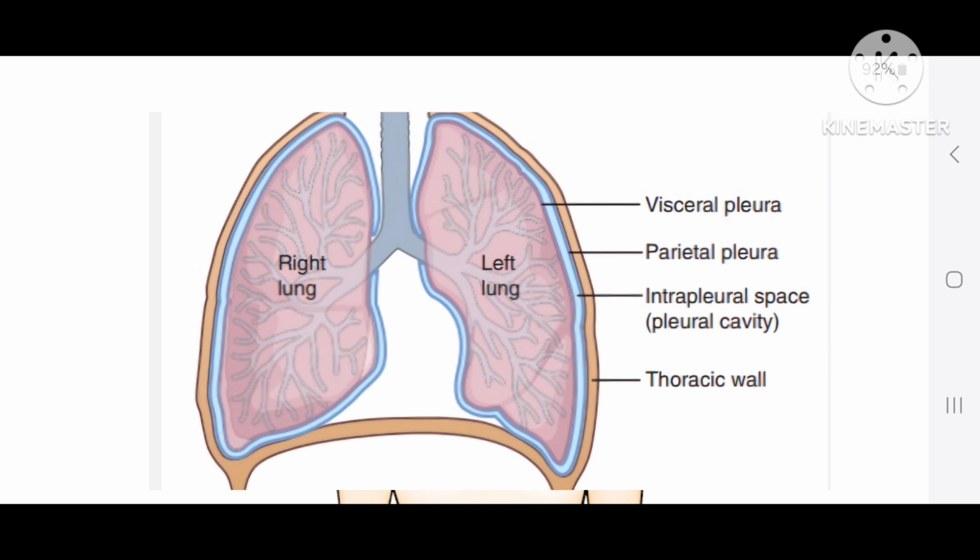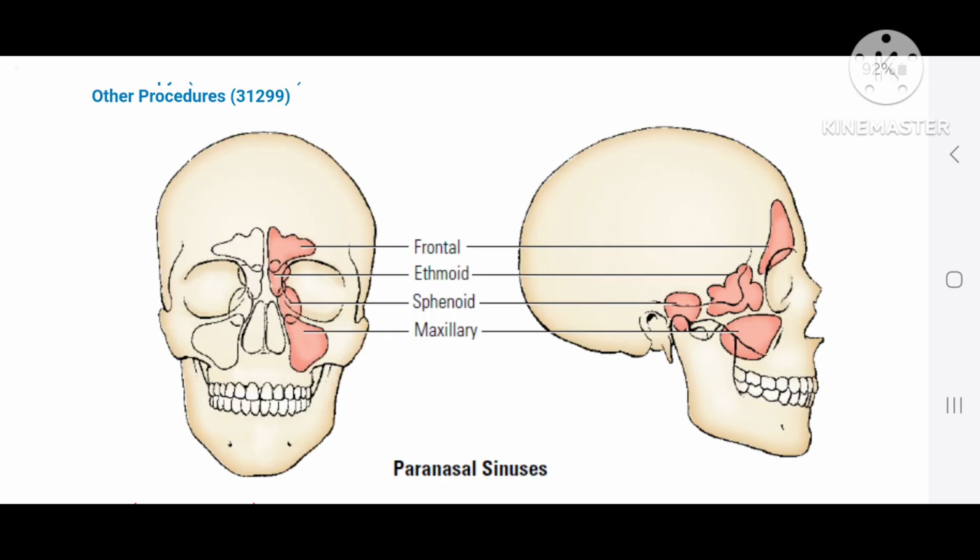Now, in addition to this, there are some other organs related to the respiratory system. In your CPT book, you can see a picture like this, where you can see the paranasal sinuses. Paranasal sinuses, that means sinuses which are present around the nose. So what are these sinuses? What is the function of them?